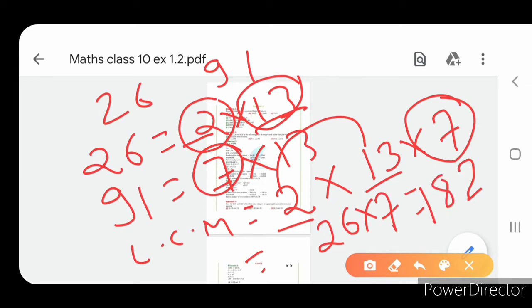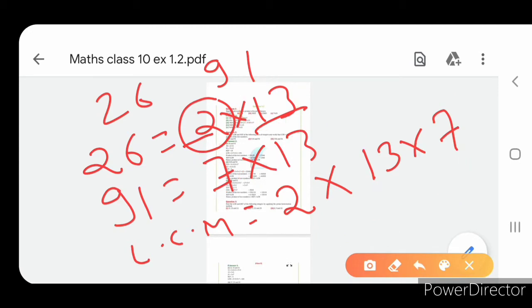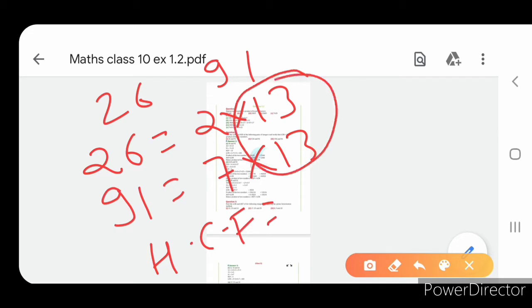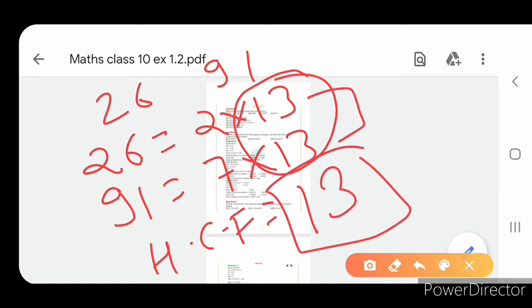Now HCF. When we find HCF, we take all common terms and minimum power. We take all common terms and minimum power. So your common term will be what? 13. So HCF will be 13, because 13 is common in both. So HCF will be 13.